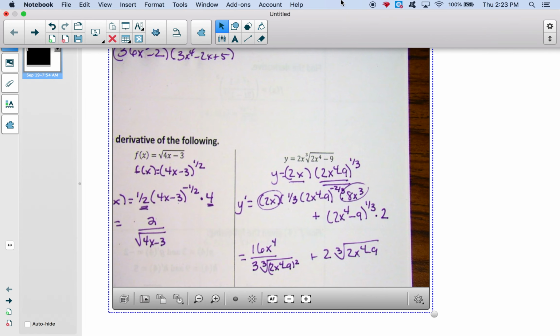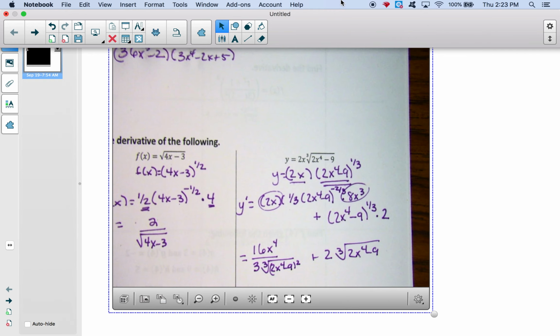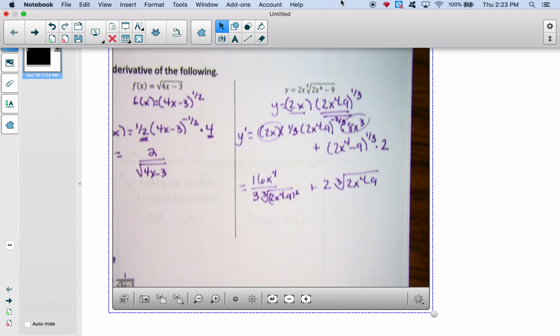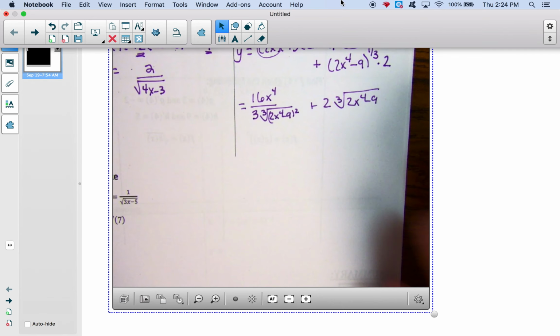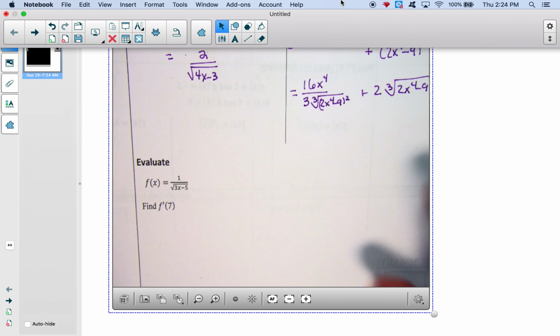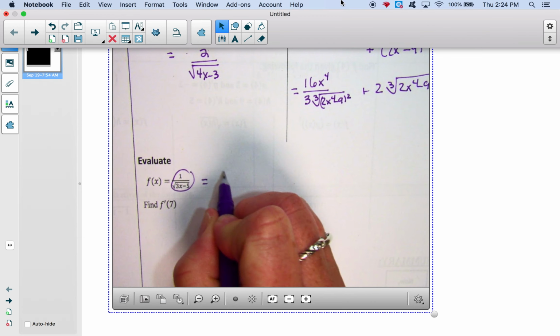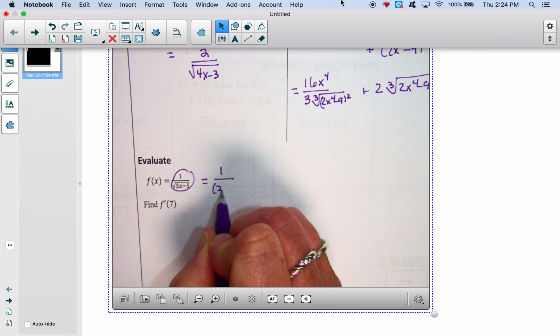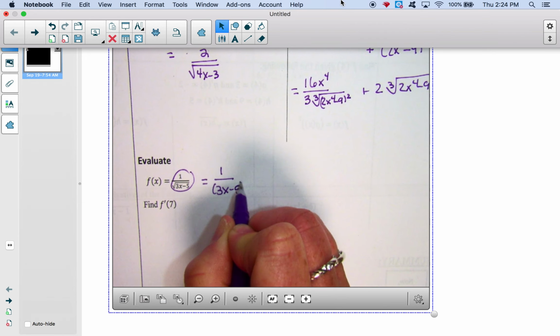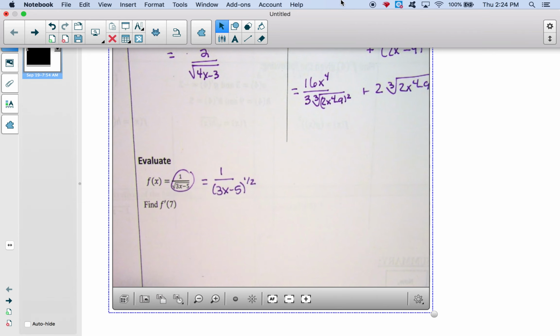So now we're going to start seeing where we're going to be using a couple different rules. And the last one we're going to do is we're going to evaluate f prime of 7. And this right here is going to be a quotient rule. But I'm first going to write it as 3x minus 5 to the 1/2 power.